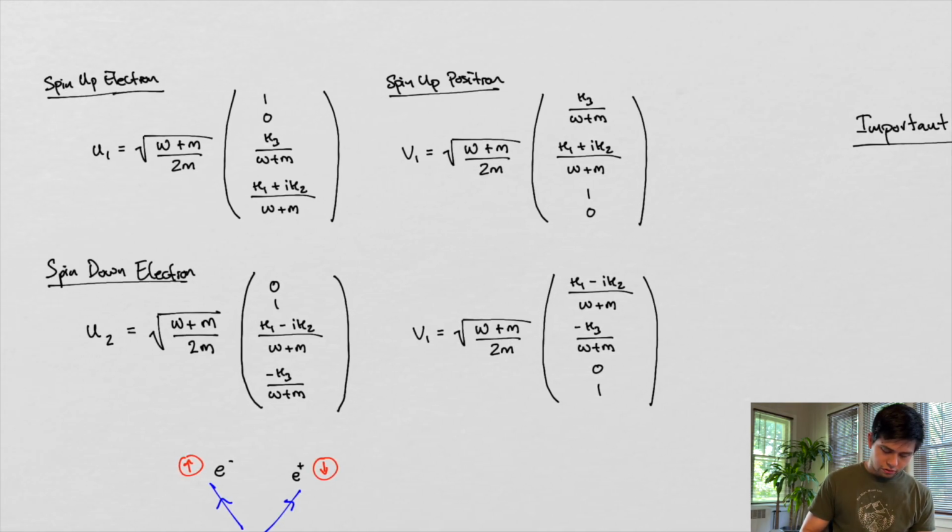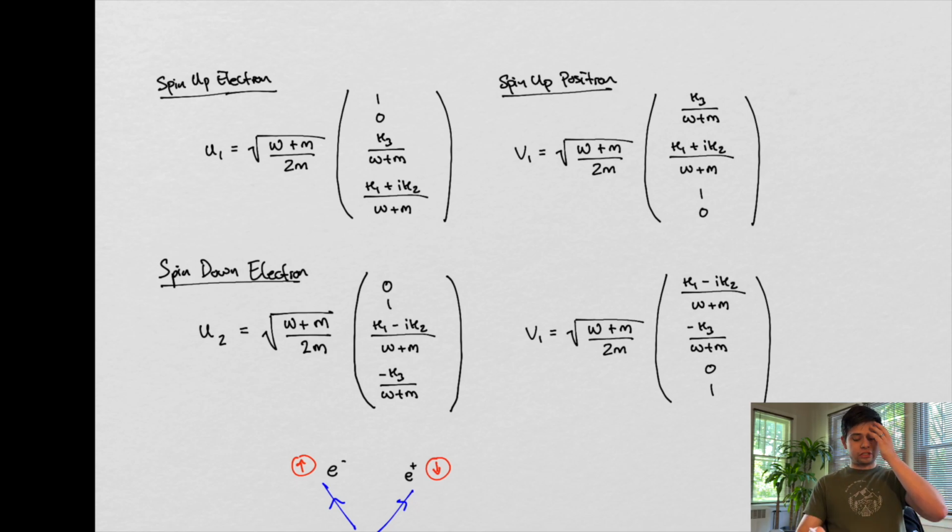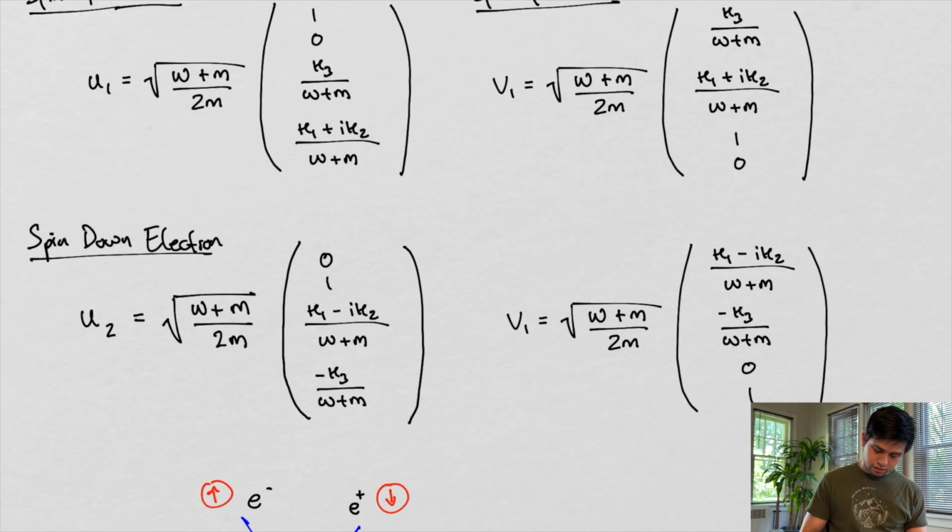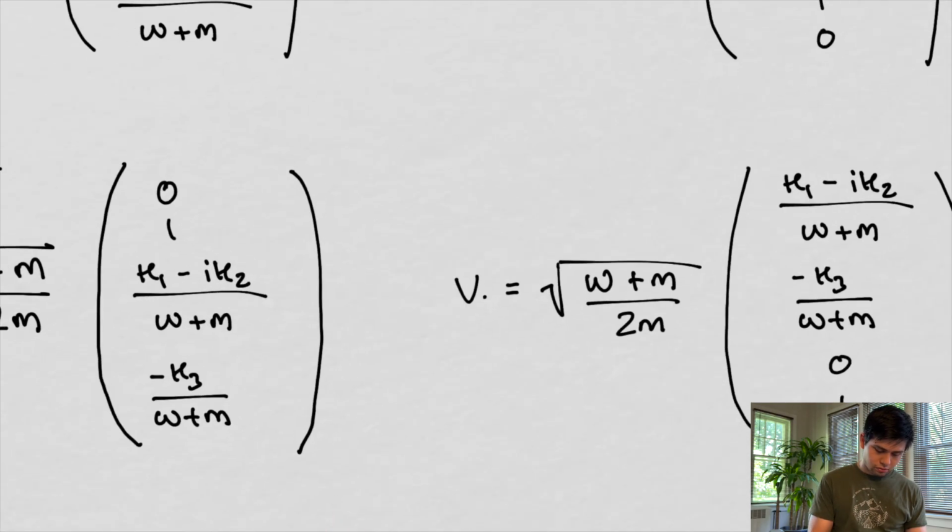So let's remind ourselves exactly what these spinors look like. We saw the spin up electron look like this, spin down look like this, or spin up positron look like this. Spin down electron look like this guy, and the spin up positron looked like this guy. And this should be a 2, right?